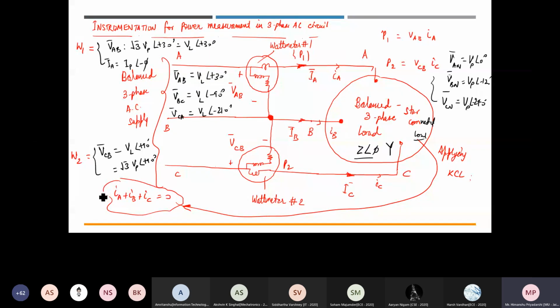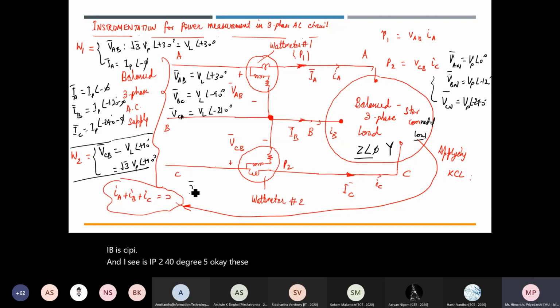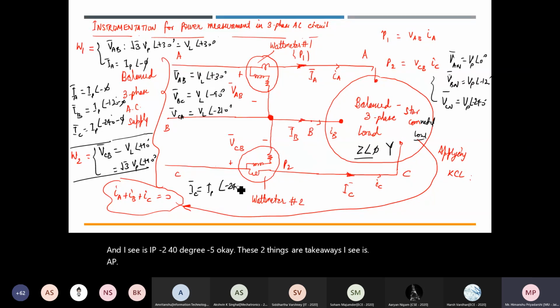And what about IC? IA is IP angle minus phi. IB is IP angle minus 120 degree minus phi, and IC is IP angle minus 240 degree minus phi. Okay, these two things are our takeaways: the readings on wattmeter 2, readings on wattmeter 1. Is that clear why I have written like this?